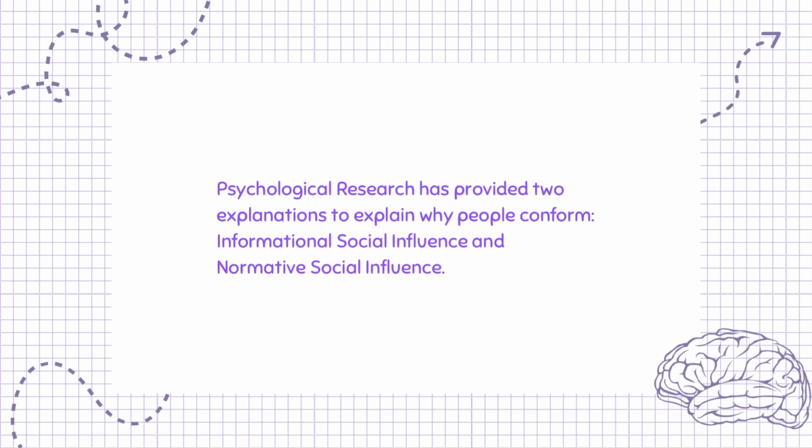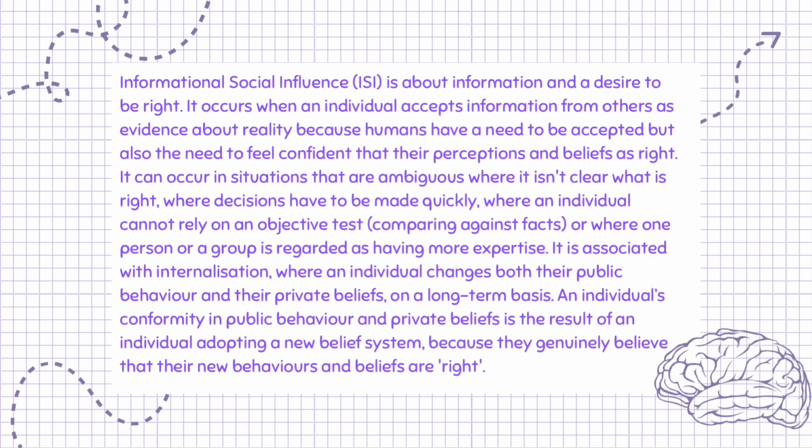Psychological research has provided two explanations to explain why people conform: informational social influence and normative social influence. Informational social influence, ISI, is about information and a desire to be right. It occurs when an individual accepts information from others as evidence about reality, because humans have a need to be accepted but also the need to feel confident that their perceptions and beliefs are right.